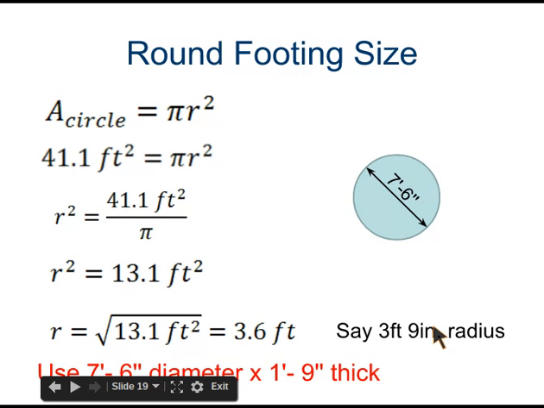All right, so if we're going to make a round footing size, similarly, pi r squared is our area of that circle, 41.1 square feet. So it goes pi r squared, divide by pi on both sides, take the square root. We're going to get 3.6 feet. Let's say that's 3 feet 9 inches. And remember that the diameter is going to be twice that, so a 7 foot 6 inch diameter circular footing. So that is sizing a footing.